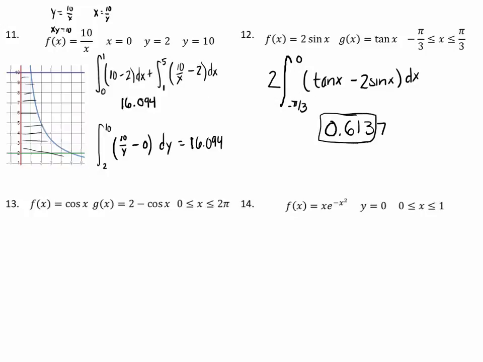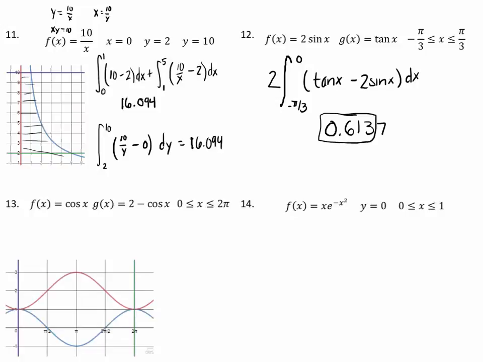So let's take a look at number 13. All right, so here's what it looks like. Oh boy, I wasn't paying attention. This is cosine of x right here. Okay, and this red one is 2 minus the cosine of x. So this one's on top, that one's on bottom. Our bounds, we're going from 0 to 2 pi, so I've got those marked with those vertical lines. So we're going to do 0 to 2 pi, top minus bottom.